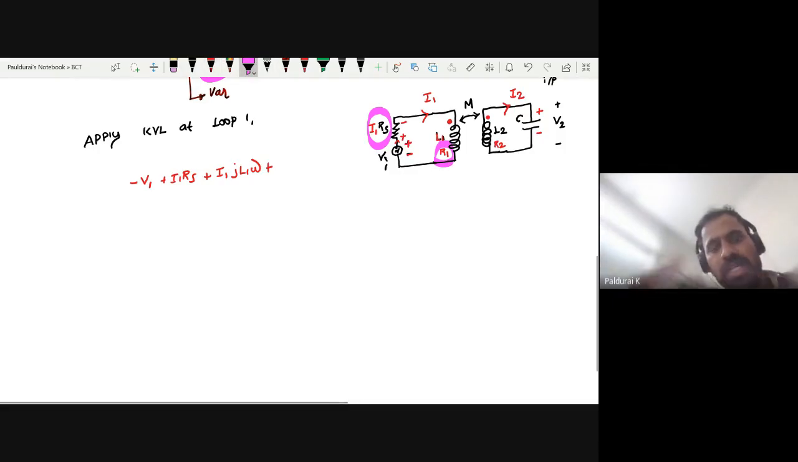So what is the voltage drop at R1? Obviously it will be given by I1 times R1. Okay, so what else remaining? What about this mutual inductance? Is it positive or negative? Mutual inductance, dot convention rule, right? Now let me know, is it positive or negative? Think well and let me know.